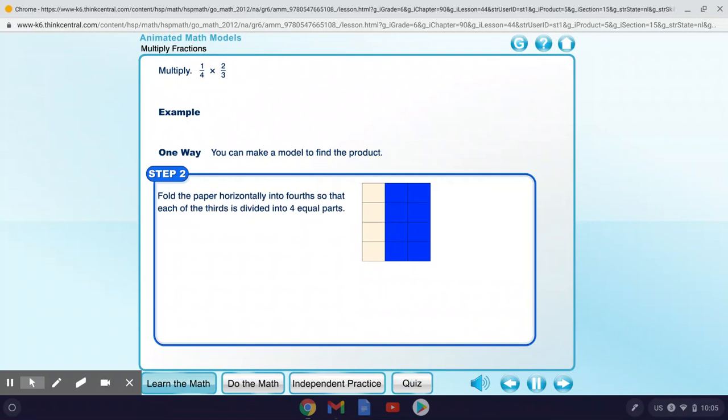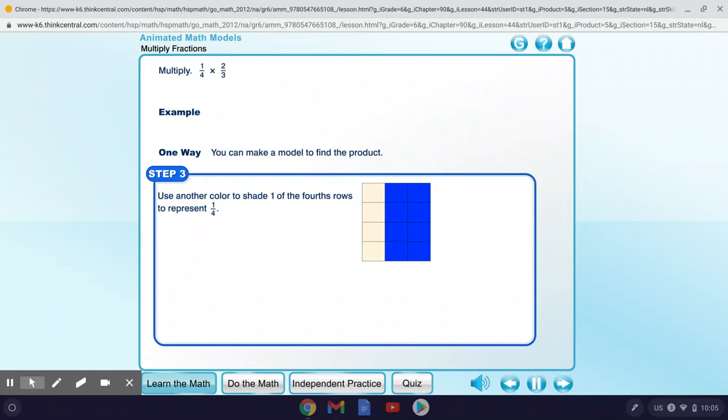Step 2. Fold the paper horizontally into fourths so that each of the thirds is divided into 4 equal parts. So notice how they did the 2/3 vertically and now they're doing the fourths horizontally. So there's two different directions for each fraction. So how many are they going to color in? Anybody? Huh? 1/4. One. Thank you.